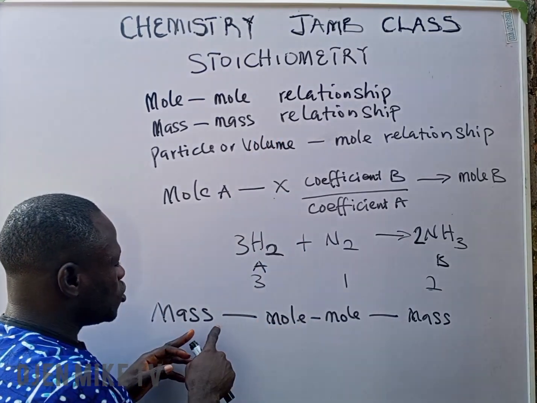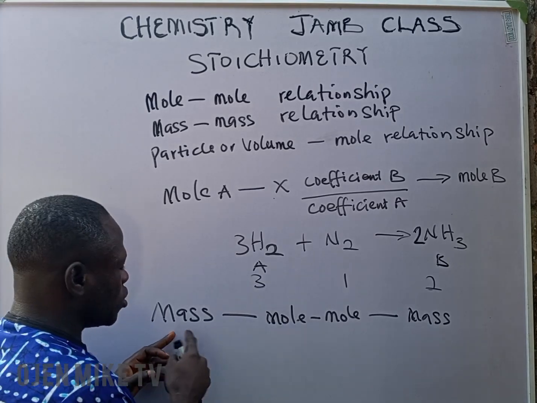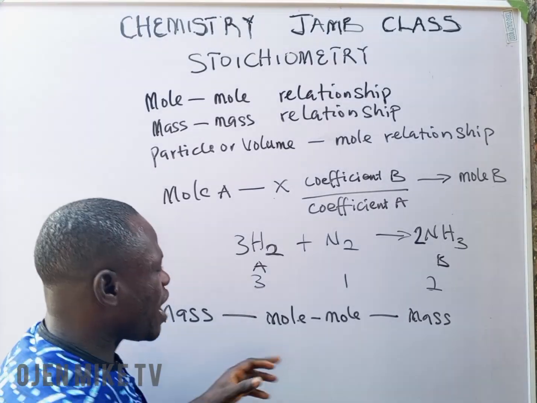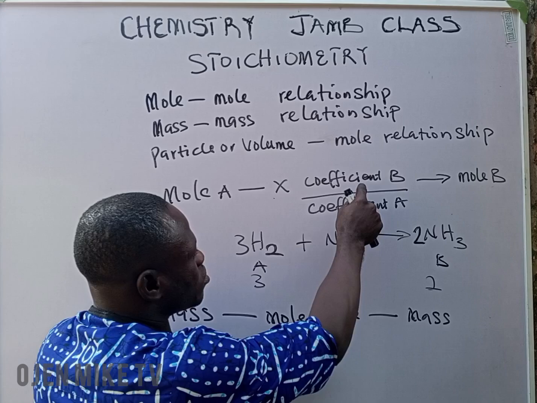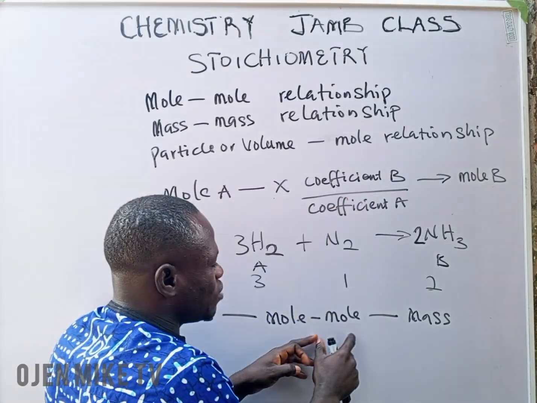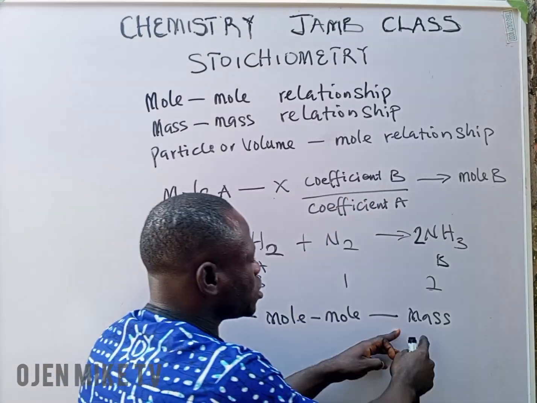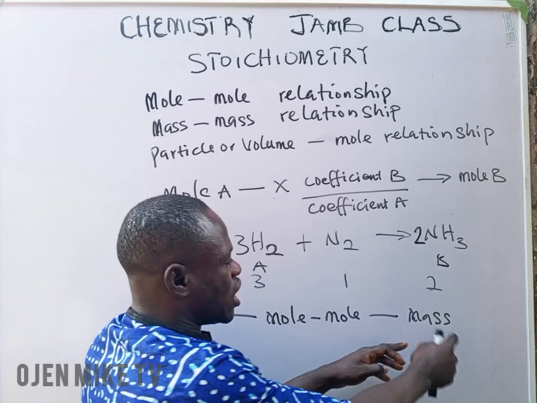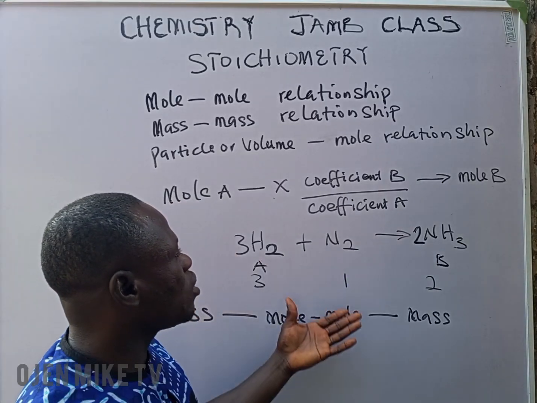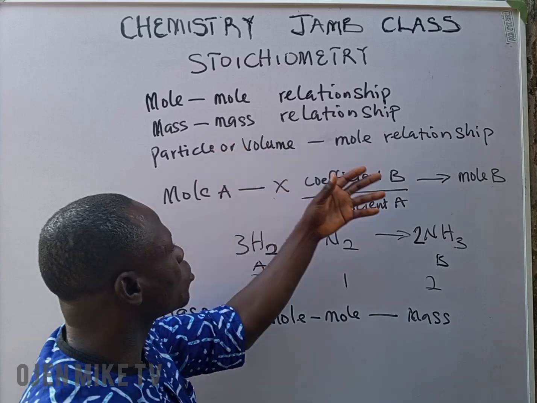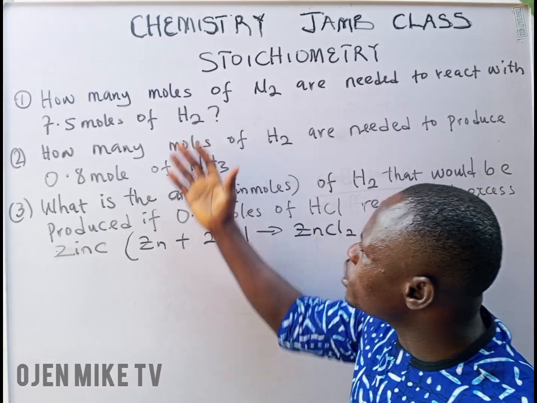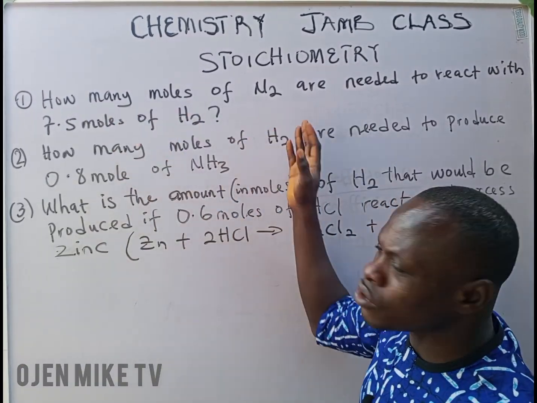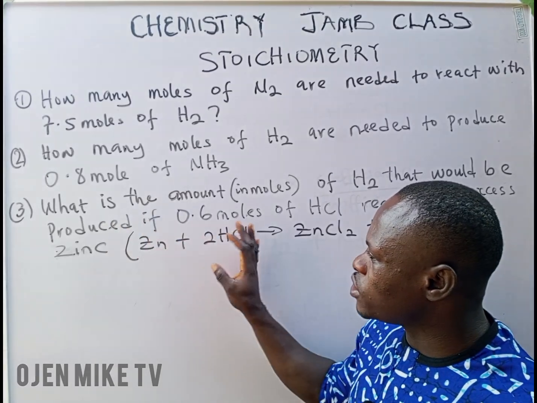Now mass, you need to convert this mass into moles by dividing it by the molar mass. After you have gotten your mole, you now use the coefficient to get your mole relationship. Then you multiply it by the atomic mass to get the mass. So this is how you can solve your mole relationship. You will be the one to solve the last example.